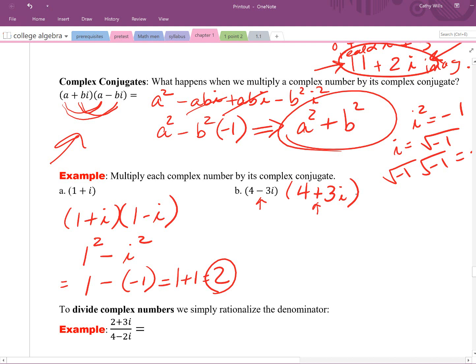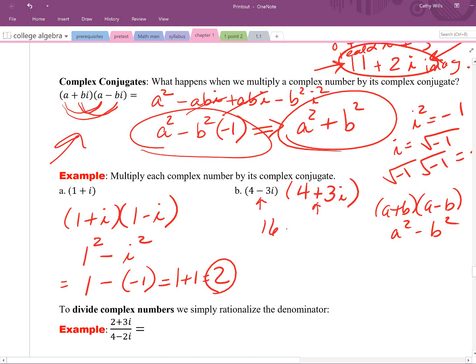When you multiply complex conjugates, you get a difference of squares, just like you do if you multiply a plus b times a minus b, you always get a squared minus b squared. Same thing happens with complex conjugates. 4 minus 3i times 4 plus 3i is 16 minus 3i squared. So 4 squared minus 3i squared, which is 16 minus 9i squared, which is 16 plus 9, which is 25. So i squared is always negative 1.